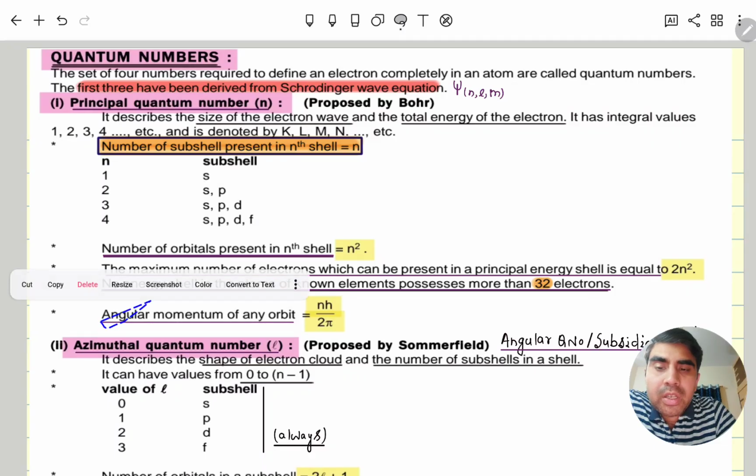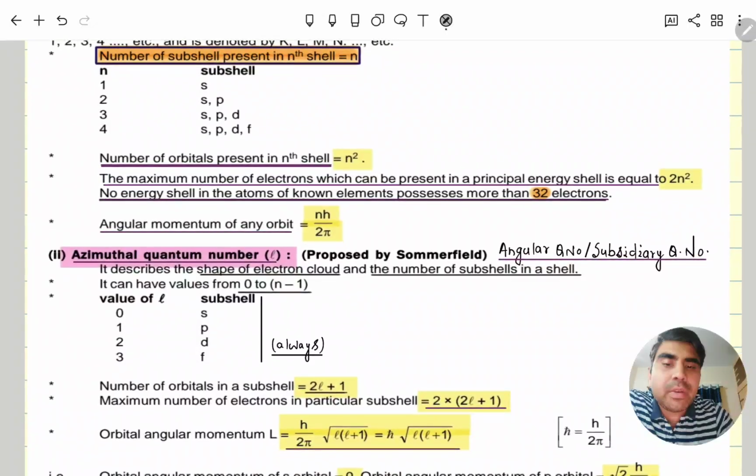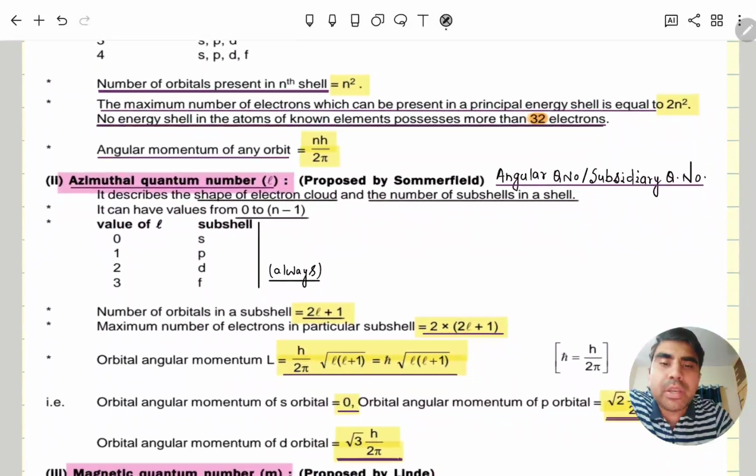For each orbit, its angular momentum mvr is equal to nh by 2 pi. It means that for the revolving electron, the angular momentum will be an integral multiple of h by 2 pi.